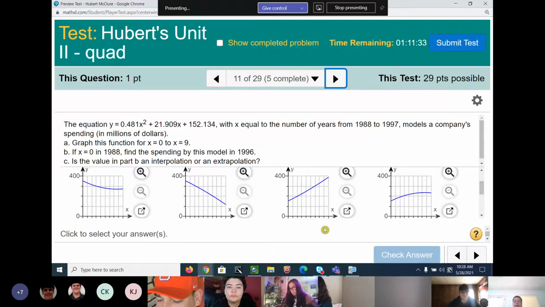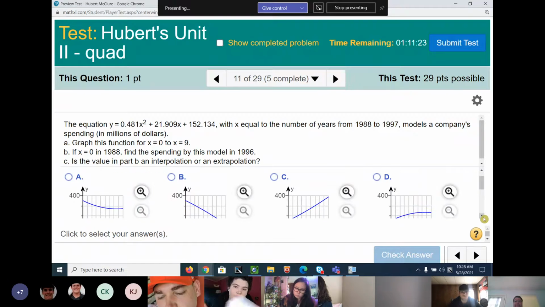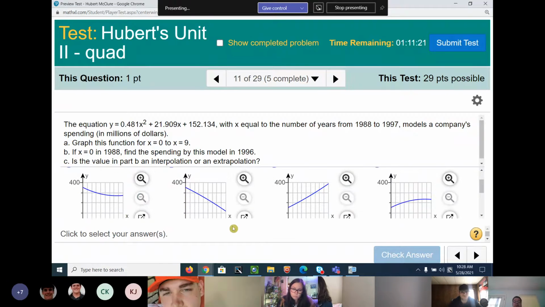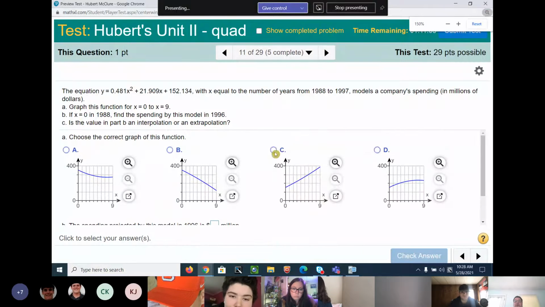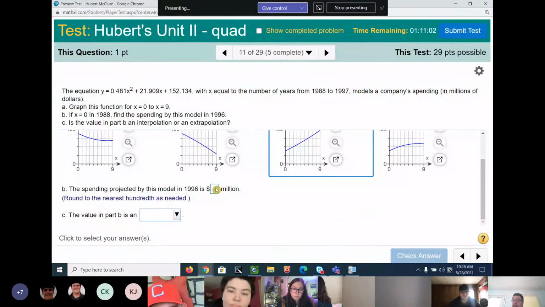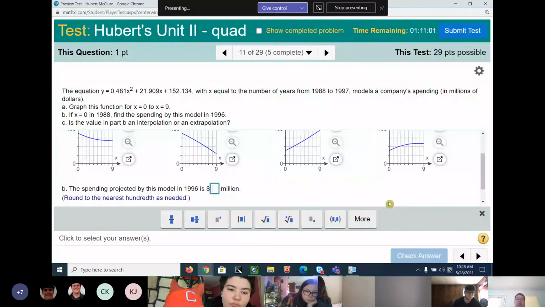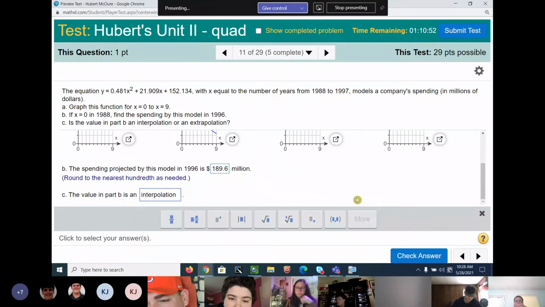Which graph? Well, it's not Bravo and it's not Charlie. Why is it not? Sorry. It's not Bravo and it's not Delta. Why? It has to be concave up to fit the equation. Exactly. Thank you. So it's either Alpha or Charlie, and we know it's Charlie. At least that's what my graph looks like. And this is 186.9. And I say it's interpolation because it's within the scope of the graph.